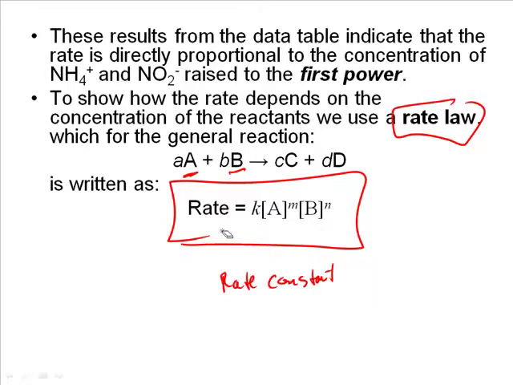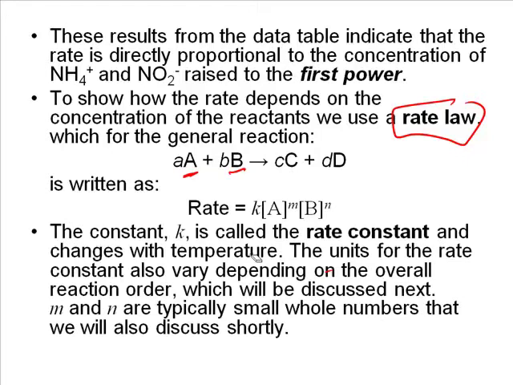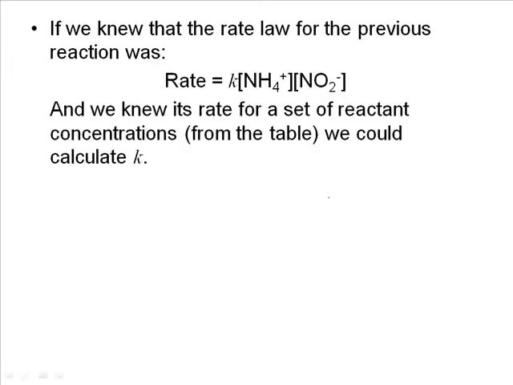What that means to you is we do not use coefficients in balanced equations in rate laws. They simply are not involved with the rate law itself. So K is the rate constant. It does change with temperature. The units for the rate constant can also change depending on these numbers up here. And we'll talk about that in just a second.